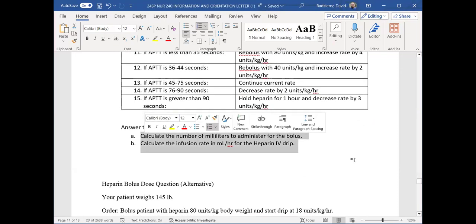What's the milliliters of the bolus, and what's the milliliter per hour for the heparin drip. And that's another thing, right? Drip, you're starting to think, oh, is it drop rate? That's just what they call it because it's moving so slow.